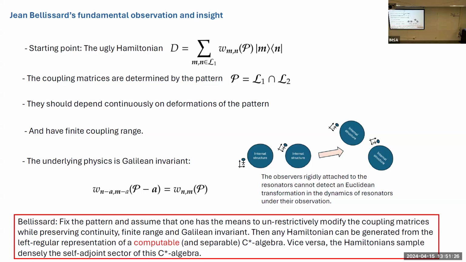And with this kind of empirical input, Chern told us that if you fix the pattern and assume that you have the means to unrestrictedly change the internal structures of the resonator, but at every point you satisfy these constraints, then any Hamiltonian can be generated from the left regular representation of a computable C-star algebra. The C-star algebra can be computed, and I put here this term separable, which is the most important of all, because then the K-theory is countable, so we can enumerate the topological phases, as opposed to when this one is not separable, then you cannot enumerate them.